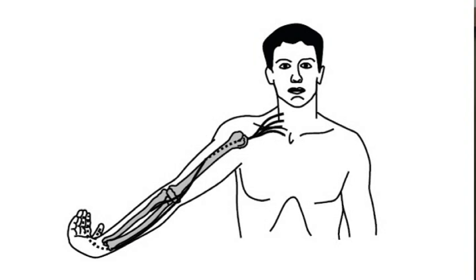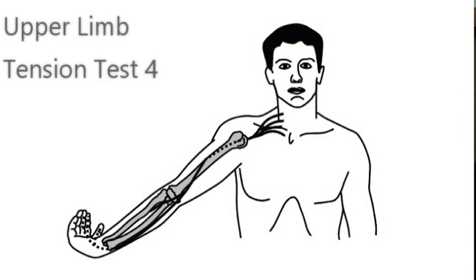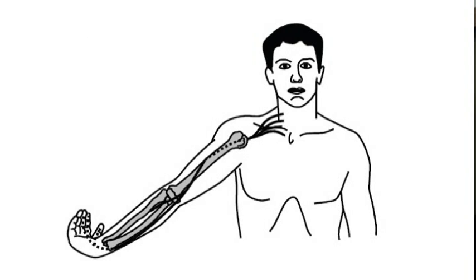Finally, we have upper limb tension test 4, which is for the radial nerve. This position is a little different again. Final test position is wrist and finger flexion, pronation, elbow extension, and shoulder internal rotation. Again, abduction and depression are critical.